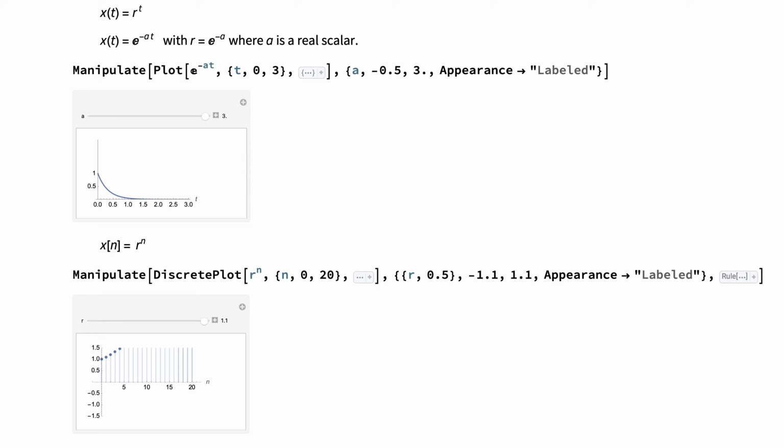Also note that for real exponential signals, e to the power minus a was always positive. Here, r could also be negative. For negative values of r, the signal alternates in sign for odd and even values of n.